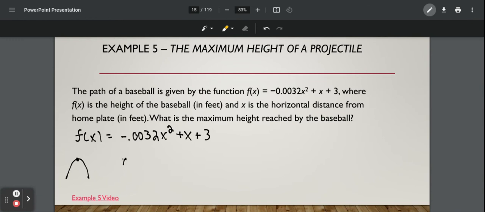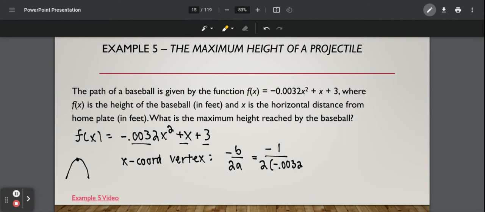So if we want to find the x coordinate of the vertex, we're going to do negative b over 2a from the a, the b, and the c values. So negative b, we would have negative 1 over 2 times a, which is negative 0.0032. And so if you calculate that, you get 156.25.